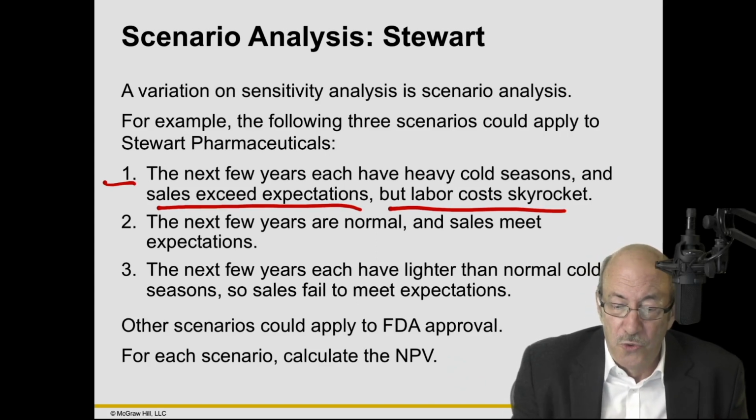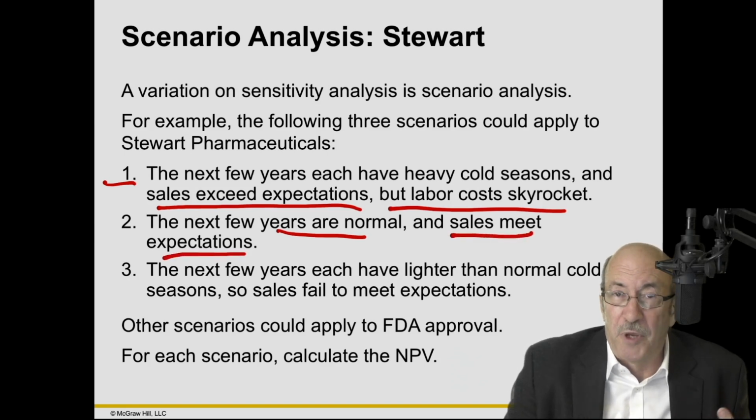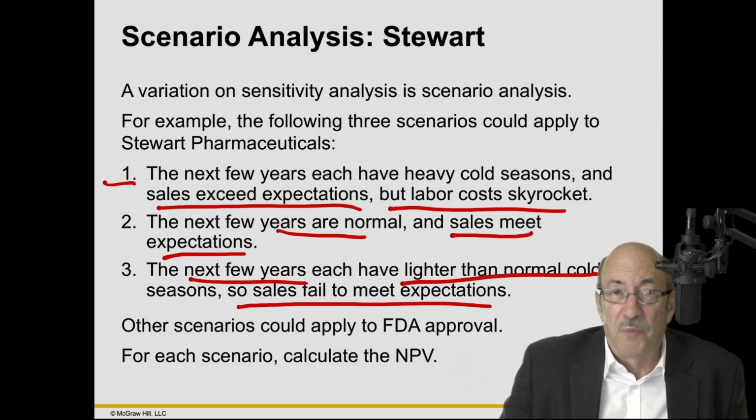Scenario 2, the cold season is normal and sales meet expectations. Well, that's kind of our baseline that we already have, the one that we just looked at. And then scenario 3, the next few years will have lighter than normal cold seasons and sales will fail to meet expectations. And we may actually be able to put some specific numbers to that.